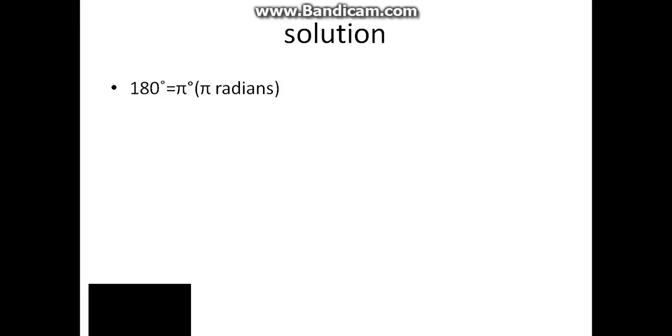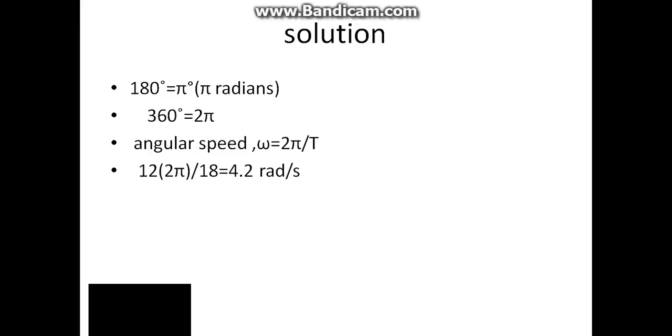180 degrees is equal to pi radians. 360 degrees is equal to 2 pi. Angular speed is equal to 2 pi over period T. We know that our period is 18 over 12. Then substituting the value of pi, we now have 12 times 2 pi all over 18. We now get our angular speed as 4.2 radians per second.